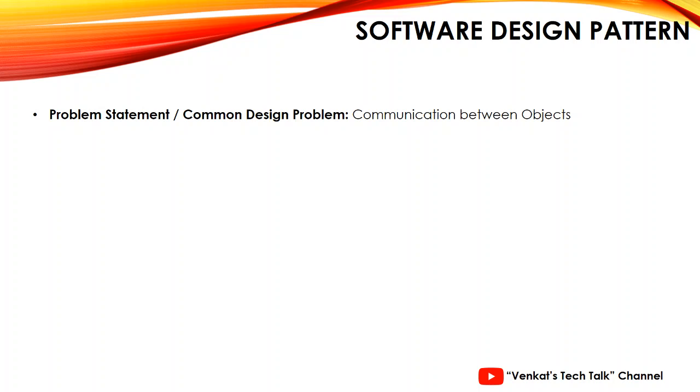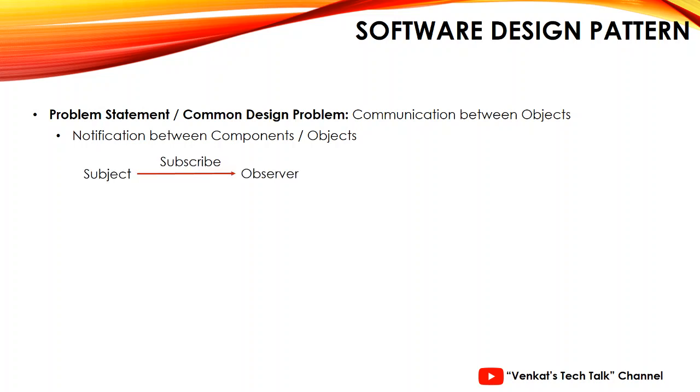When we talk about this, let us learn some basic terminologies. A component which sends a notification or information to another component is called a subject. The other component which is interested in receiving the notification from the subject is called an observer. And this process of communication is called subscription. In other words, the observer subscribes to the subject and receives notification.